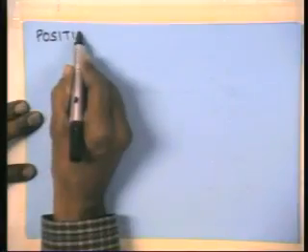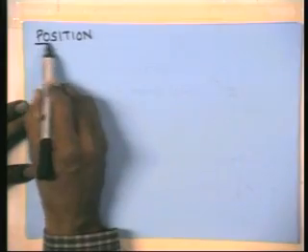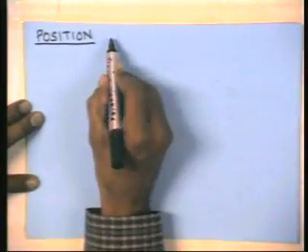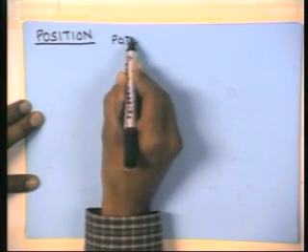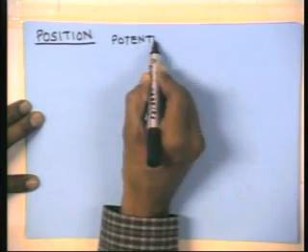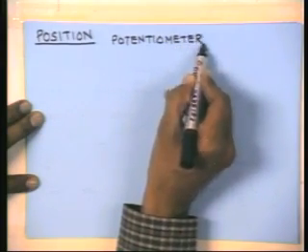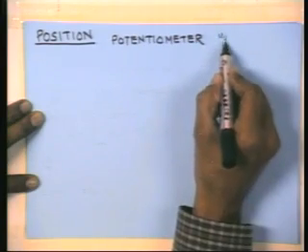Okay, so let's look at some of the sensors. Let's start with position. We will look at a couple of sensors which are used for sensing position. The first one that you would all be familiar with is what is called a potentiometer. It is also referred to as a pot in short.